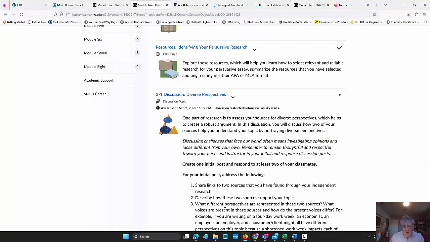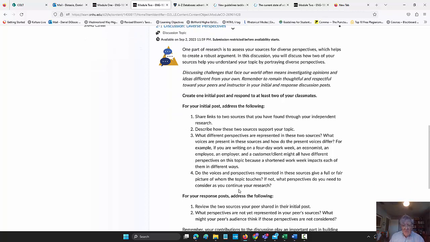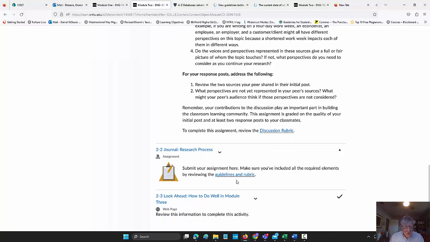When you find those two, you'll want to share the links to those sources in the discussion area. In the discussion, you'll share two links, describe how these two sources support the topic that you've chosen, and then talk a little bit about different perspectives that are presented in the two sources. How are the voices different? Do they represent the source in full? Are they biased or not biased? And then with similar information that you're offering here in the discussion, you will complete your journal.